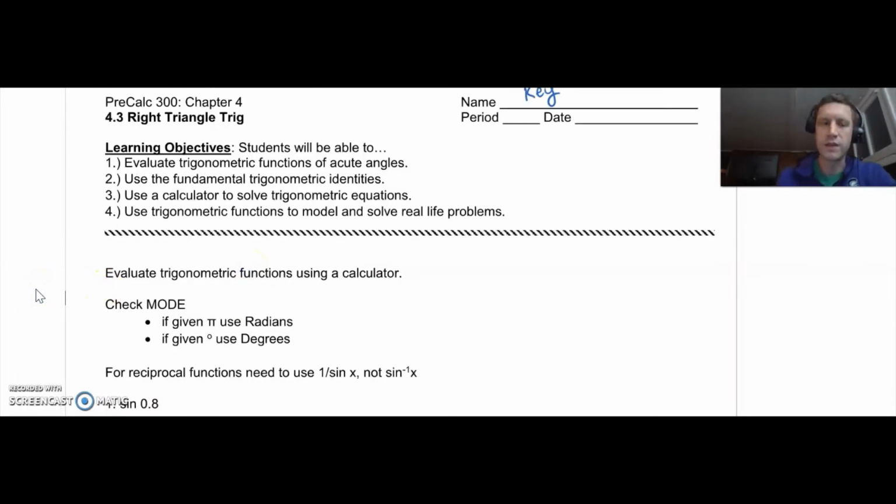Today we're talking 4.3, which is right angle trigonometry. Anytime we have right triangles, that pulls a couple things into play. SOHCAHTOA is the trig that we're going to use, so we'll review that and talk about some of the reciprocal trig functions as well. Right triangles also open up the Pythagorean theorem.